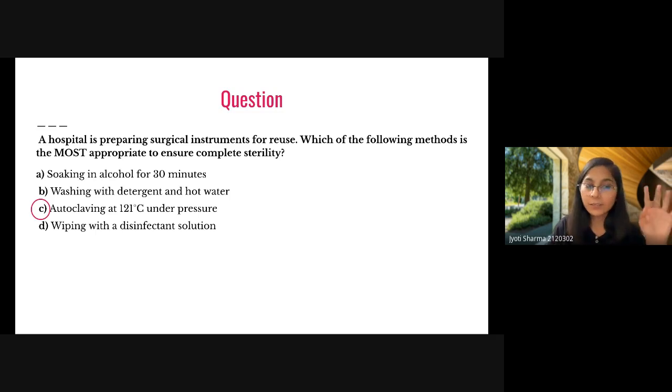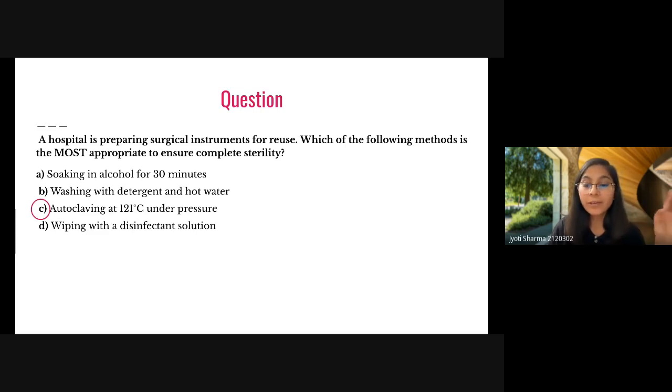The first option is soaking in alcohol. This alcohol will not completely kill all the bacteria that we may have on the instrument, and if we want to use that instrument again, then this may not be the right option. Washing with detergent and hot water is not giving us the promise to kill all the bacteria.